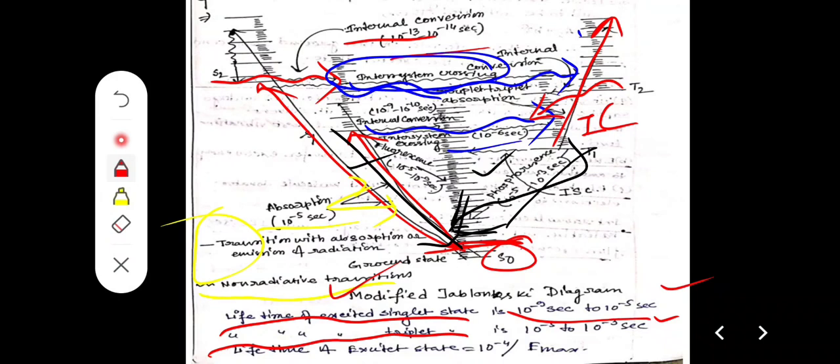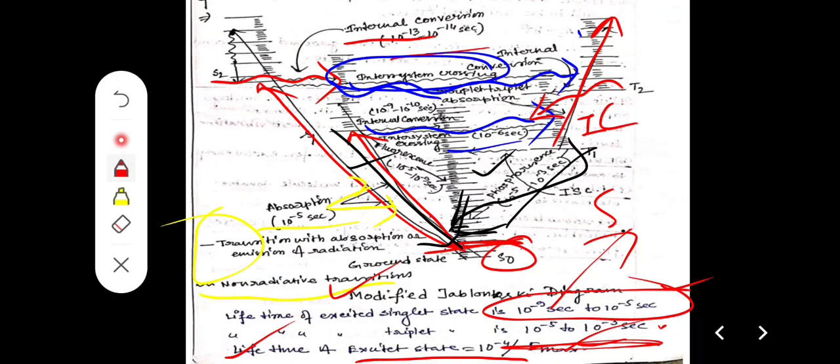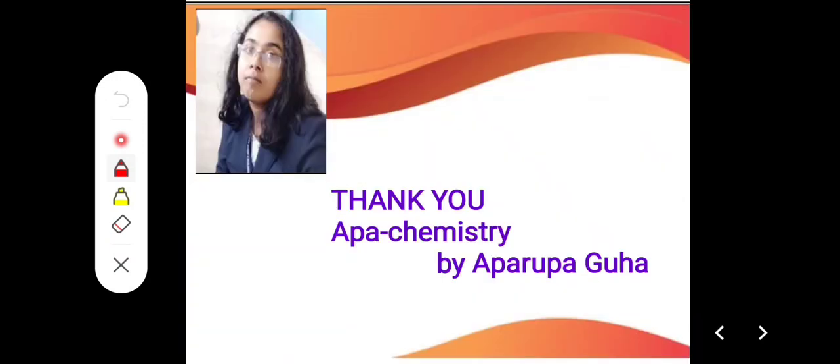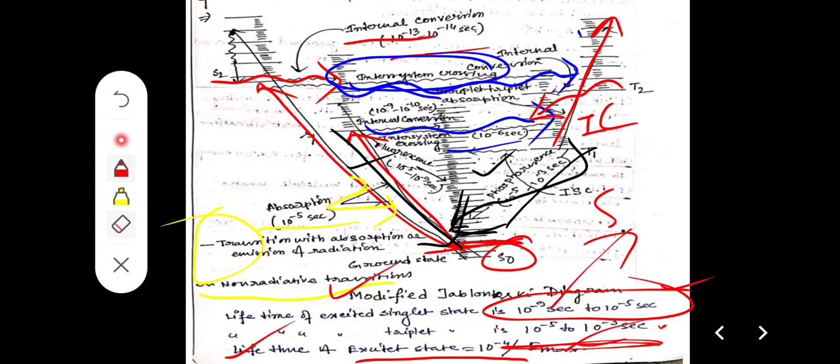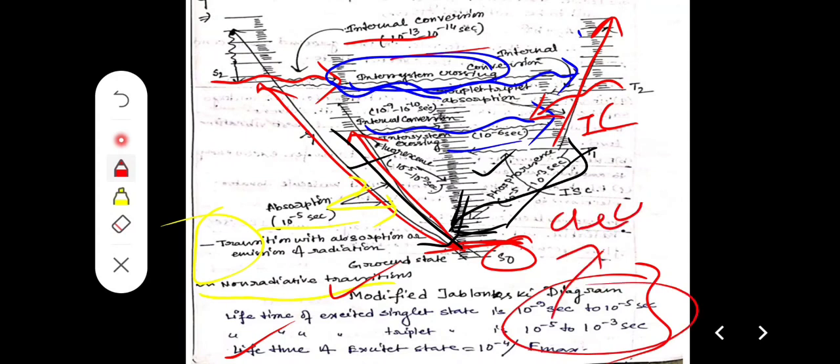Now, lifetime of the excited state, 10 to the power minus 4, epsilon max. So we can conclude that this is short lived and this is much longer lived. I will check this, and next day I will say more about it in the lecture.